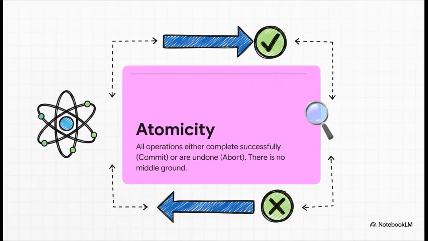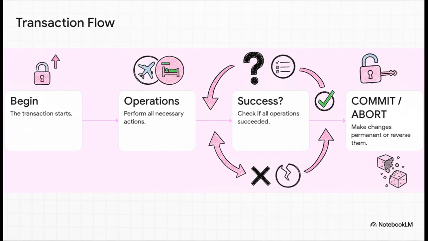First up is A for atomicity. And we've actually already talked about this one. It's that classic all-or-nothing principle. A transaction is like an indivisible atom of work. It either completes 100% and commits its changes, or if anything at all goes wrong, it aborts and every single change is completely erased.